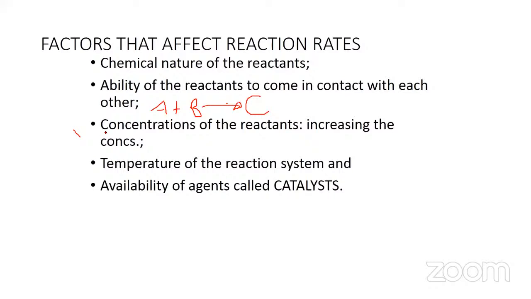Concentration of the reactant, when you increase the concentration, if I increase the concentration of A and I increase the concentration of B, if everything goes well, I'm going to form more C. So that's how it goes. So concentrations of the reactants do affect the rate of chemical reactions.